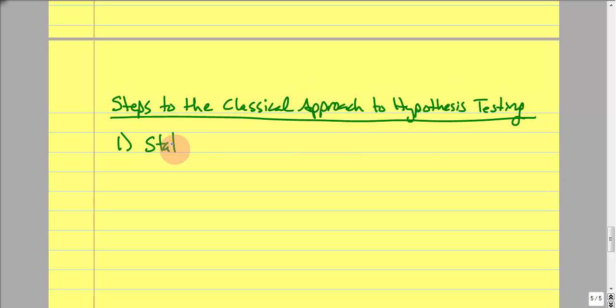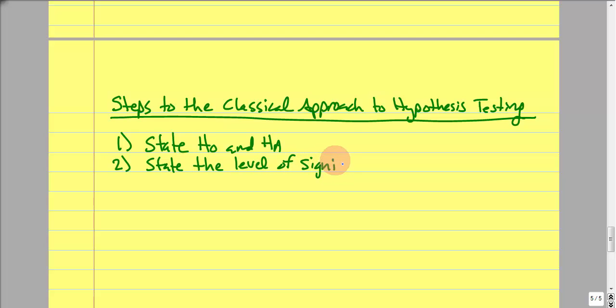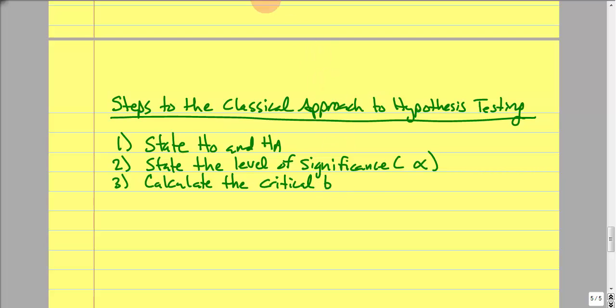So some of the steps will be the same, some will be a little different. First step, state your null and your alternative hypothesis. Second step, we need to know the critical value, or sorry, state the level of significance. And that's going to be equal to alpha. Third step, calculate the critical value. And this critical value that we're going to calculate is going to be based on alpha.